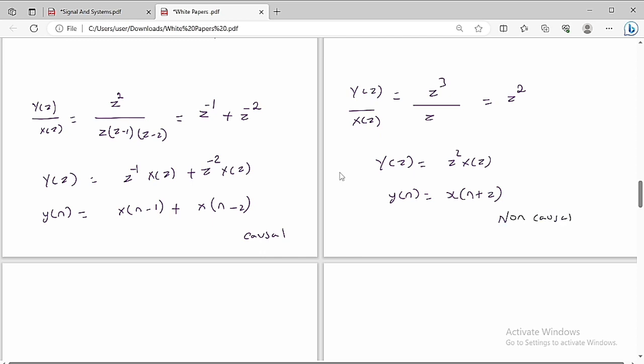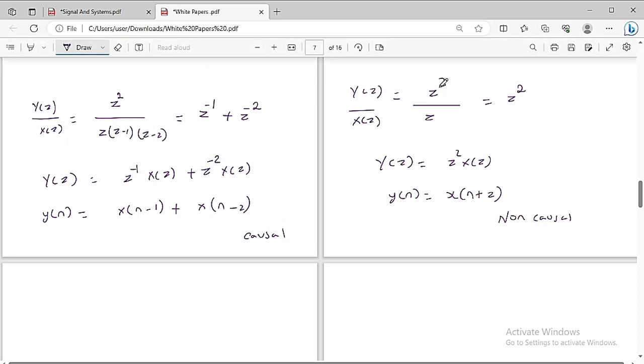So I have proved it here also. Therefore, we can say whenever the degree of the numerator is not greater than the degree of the denominator, then only can we say the given system is a causal system. But if the degree of the numerator is greater than the degree of the denominator, in that case the given system is said to be a non-causal system.